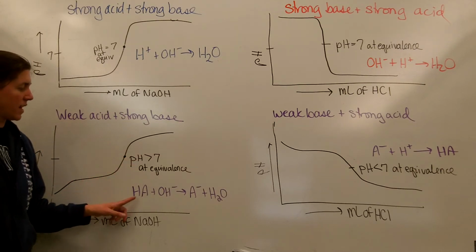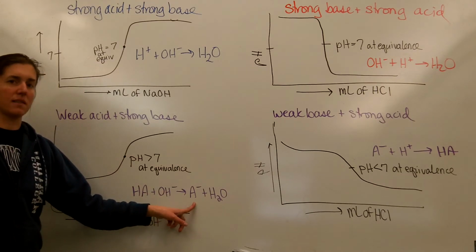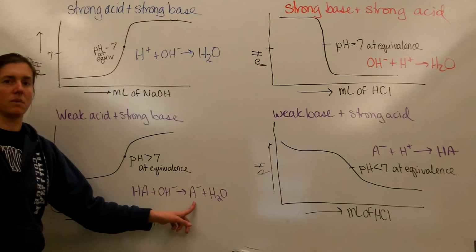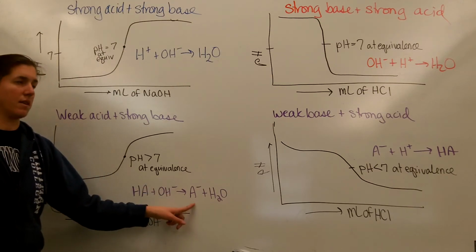And that's because when I titrate a weak acid, what you're going to be left with is a weak base. So this A minus ion is going to be basic. So this solution at equivalence will have a pH above 7.